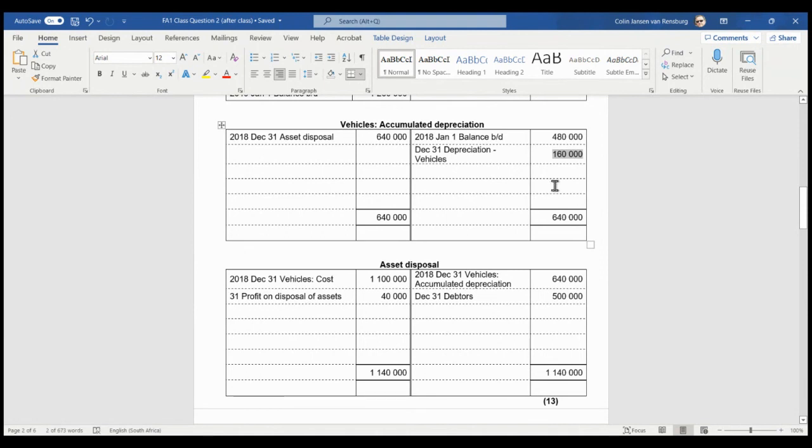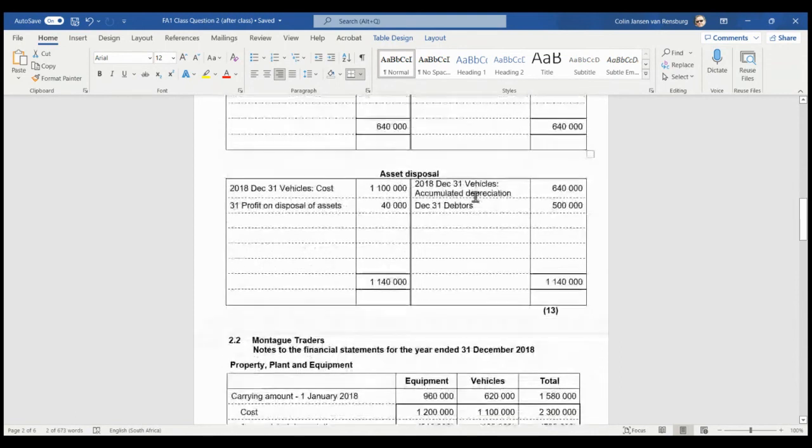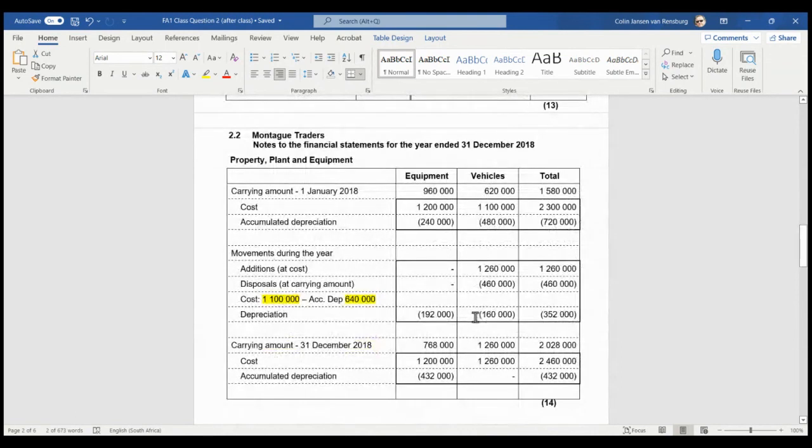So that increases your depreciation and it increases your accumulated depreciation on vehicles. And that is exactly what we are disclosing there. That is what we are disclosing there: the depreciation for the year on vehicles of 160,000, right? But because it's depreciation, because it lowers your year-end carrying amount, we show it as a negative. Remember, this is a column. It doesn't have a debit or credit side. So we have to show positives and negatives.